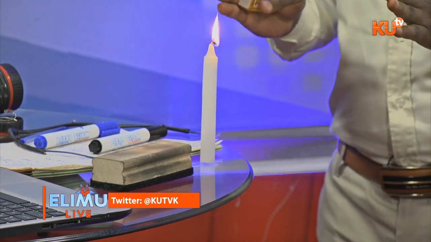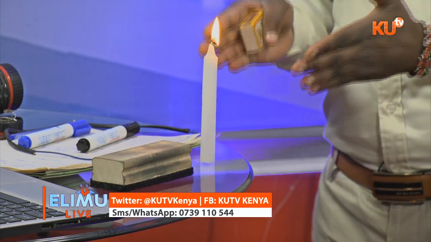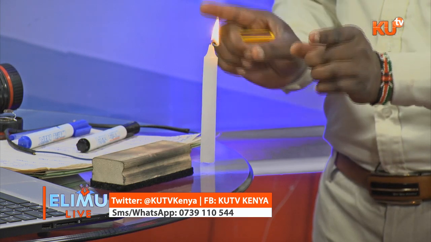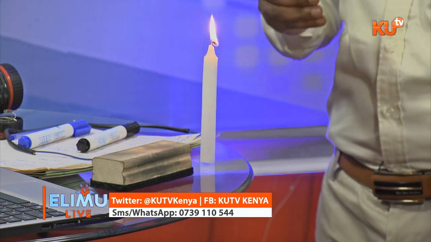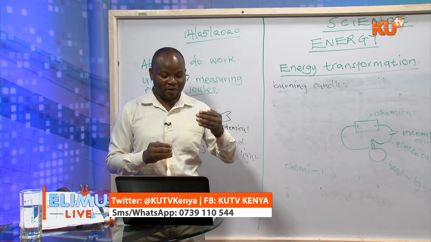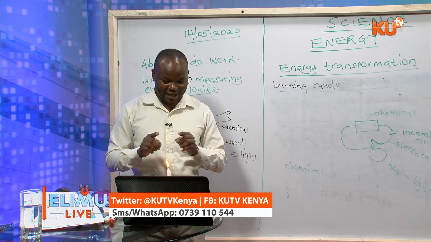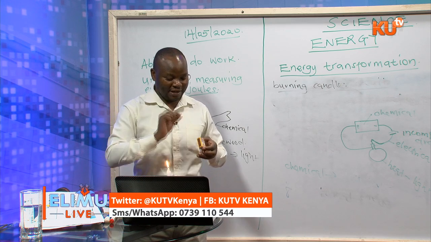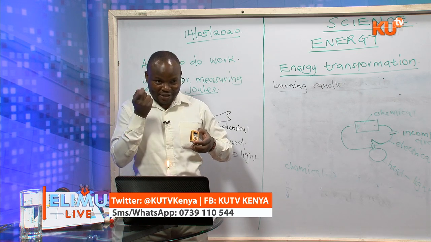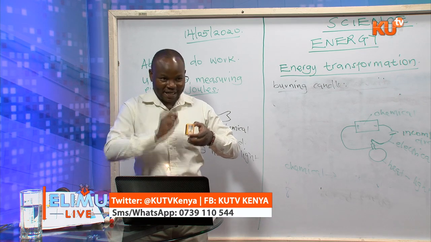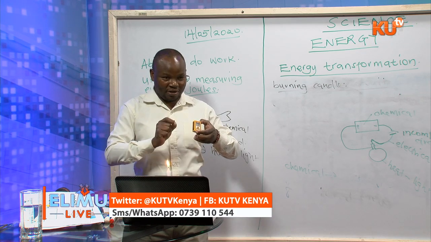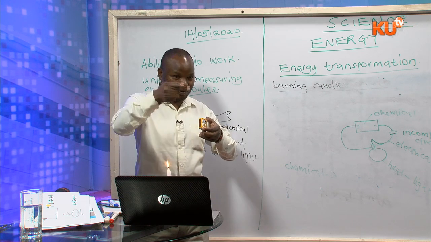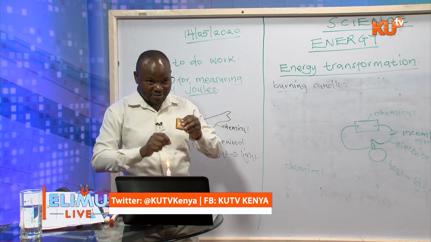So this candle has the stored energy which is called chemical energy. The chemical energy is being burned. For one form of energy to be transformed to another, it must be released. Now I've released it by lighting using a matchbox. And as you noticed earlier, I used a matchbox. Still that matchbox has chemical energy. When I strike it, it is mechanical, or energy in motion, that is kinetic. Then it goes to heat, then light.